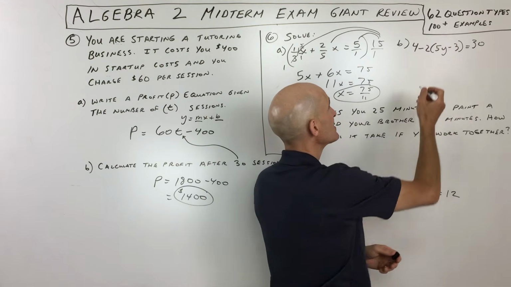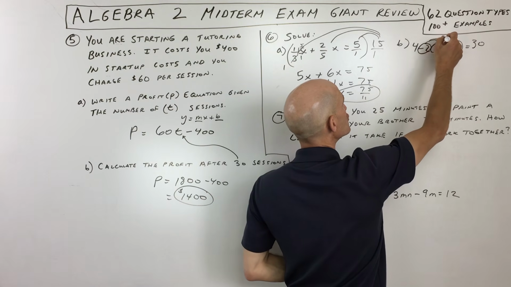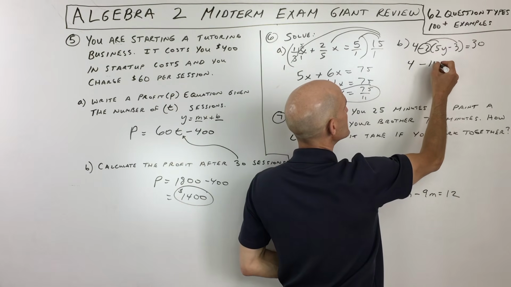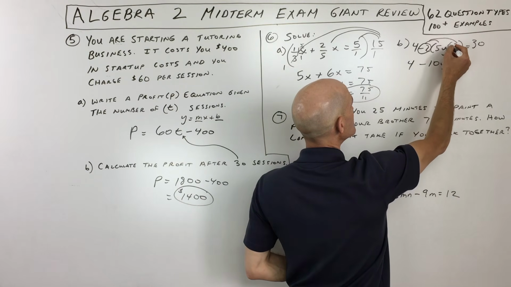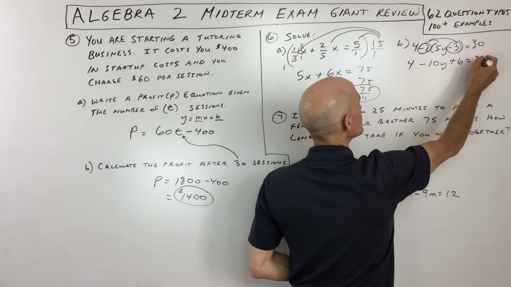What I like to do is, whenever I see a minus sign, I like to think of it as a negative number. And so then I just distribute the negative number. So this is going to be 4. -2 times 5y is -10y. And -2 times -3, see, I'm capturing that sign, I get a positive 6 equals 30.